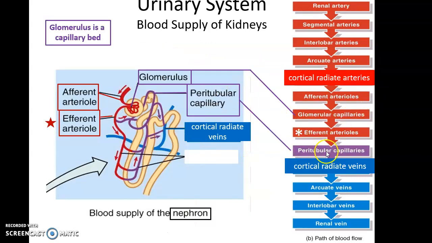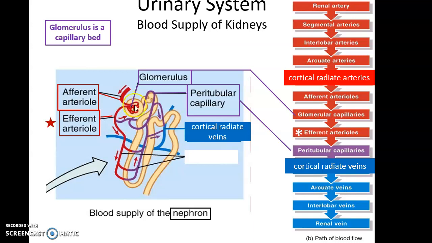Then of course we have the connecting area, on the microscopic level, connecting the arteries to the veins. From the cortical radiate artery, we have blood traveling into the afferent arterioles, microscopic structures leading to a capillary bed called the glomerulus. This is inside of the nephron, which is the functional unit of the kidney.